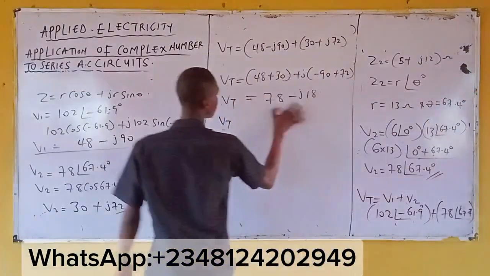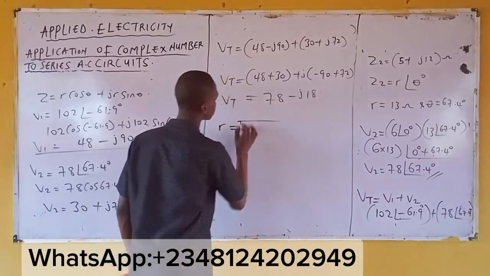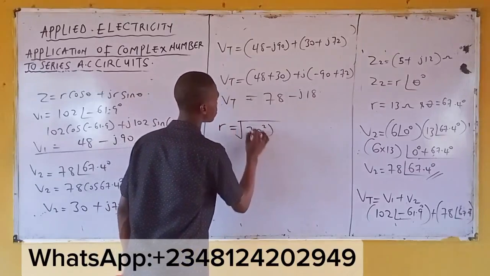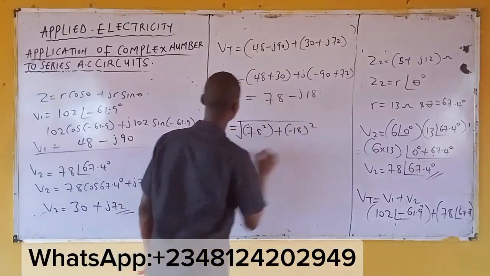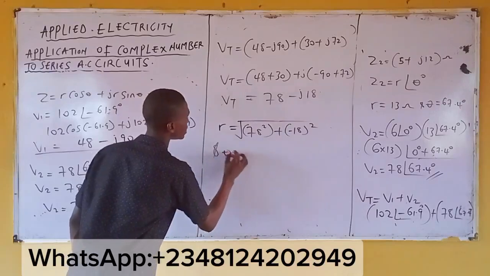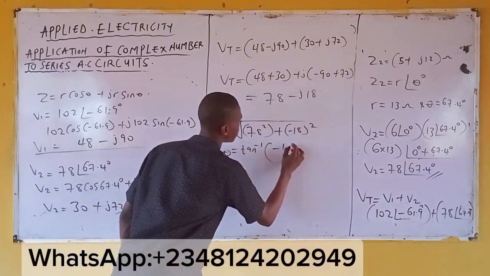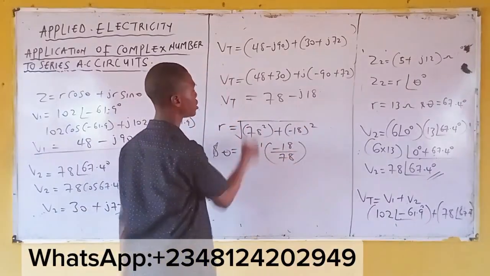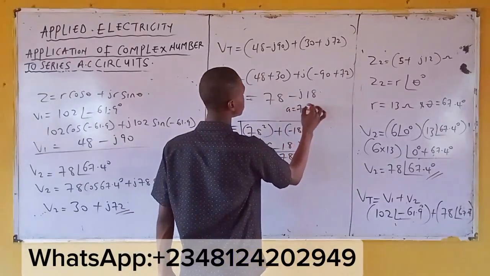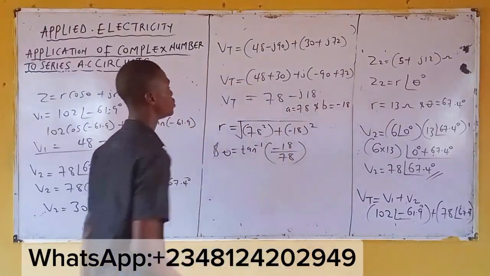Now let's convert this to polar form. You know how it works now. R is equal to the square root of 78 squared plus minus 18 squared, and theta in this case is tan inverse of negative 18 over 78. Any question on this? Our A here is 78 and our B here is negative 18, just like what we've been doing since morning.